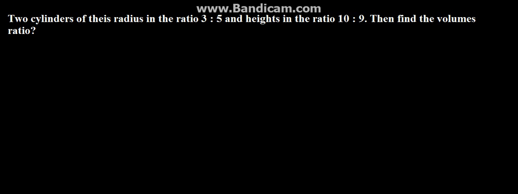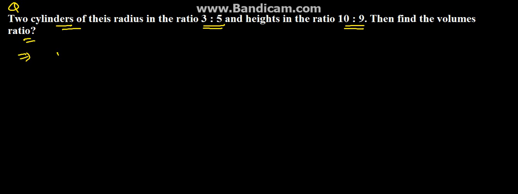Hello everyone. So the next problem in this series is: two cylinders, their radii are in the ratio 3:5 and their heights are in the ratio 10:9. Find the ratio of their volumes. So here we have been given that the ratio of the radii of the two cylinders is 3:5 and the ratio of their heights is 10:9. We need to find the ratio of the volumes of the cylinders.